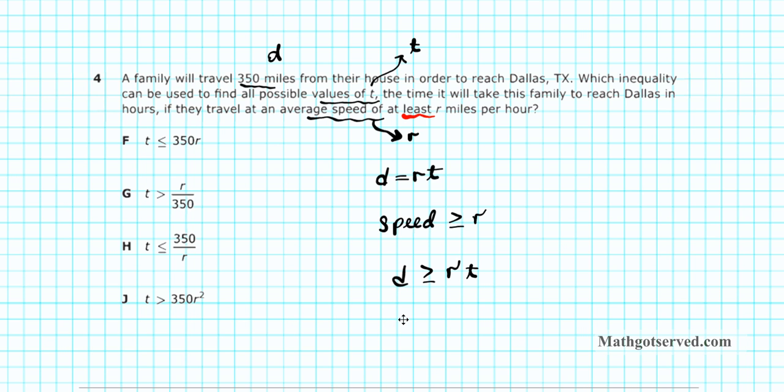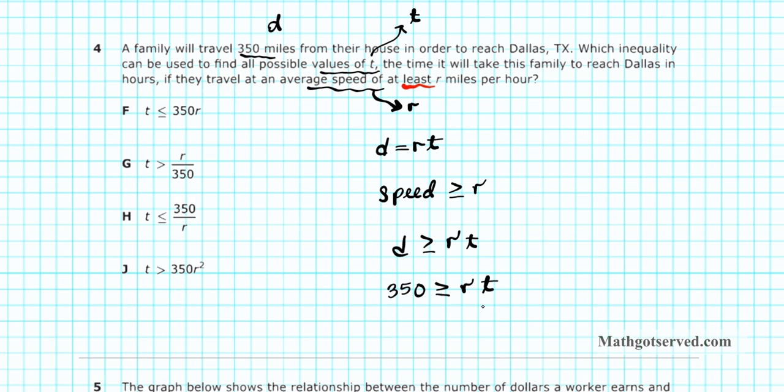So we know that the distance is 350, and that's going to be greater than or equal to the rate r times the time t. Now in this situation the distance is fixed, so the faster you go, guess what? The shorter the time is going to take you to get to your destination, since the distance 350 is fixed. So in order to finish this off, we're going to solve this inequality for the time t.